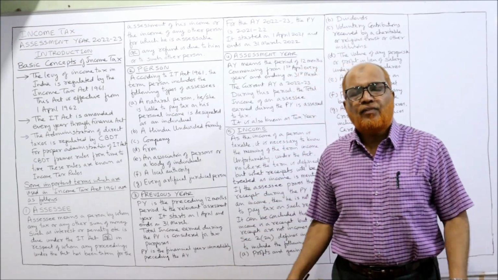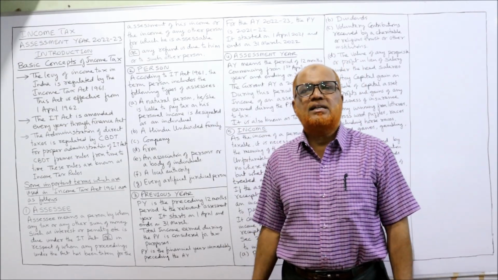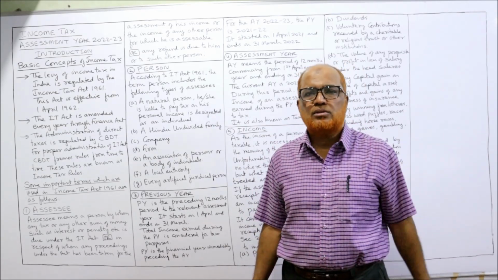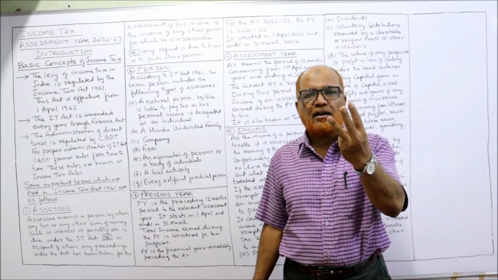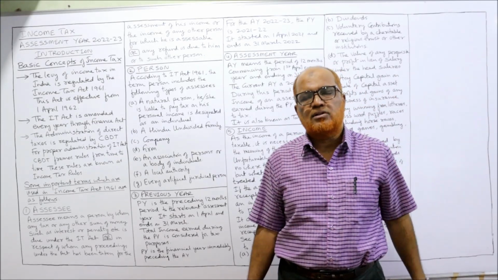Example. For the current assessment year 22-23, the basic exemption limit for a non-senior citizen is 2,50,000. For a senior citizen, 3 lakh. For a super senior citizen, 5 lakh. These are the basic exemption limits.